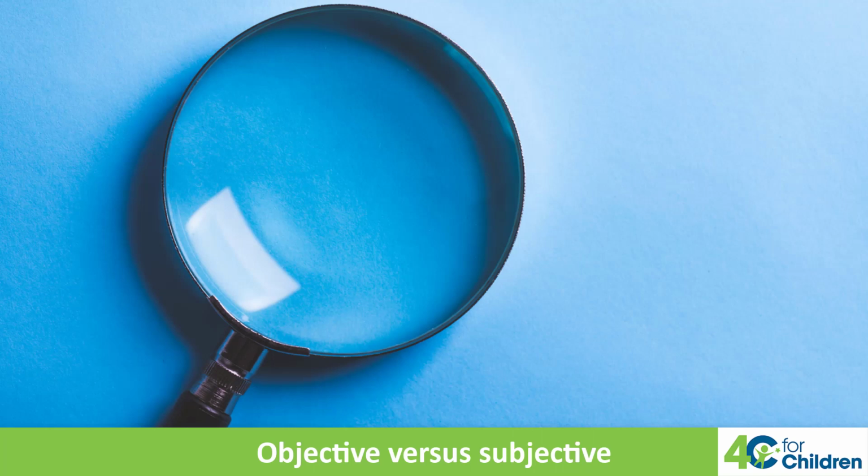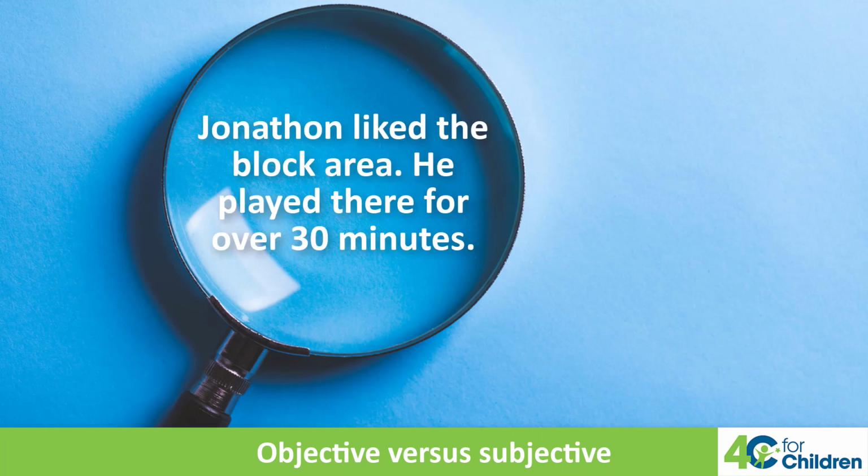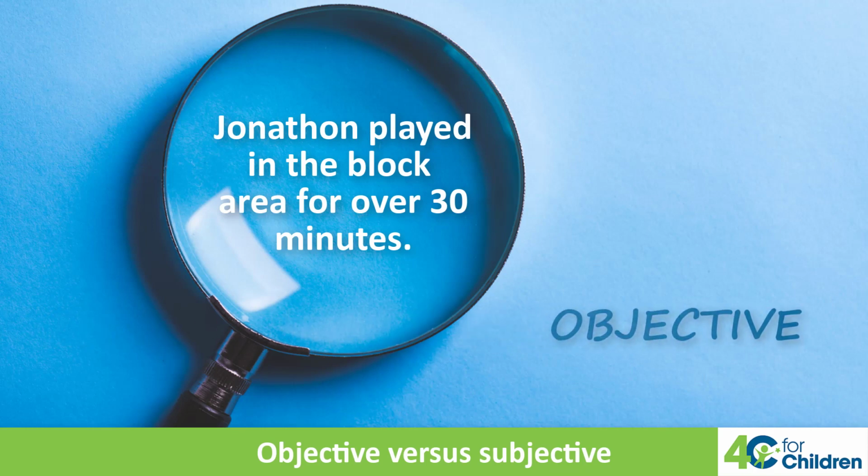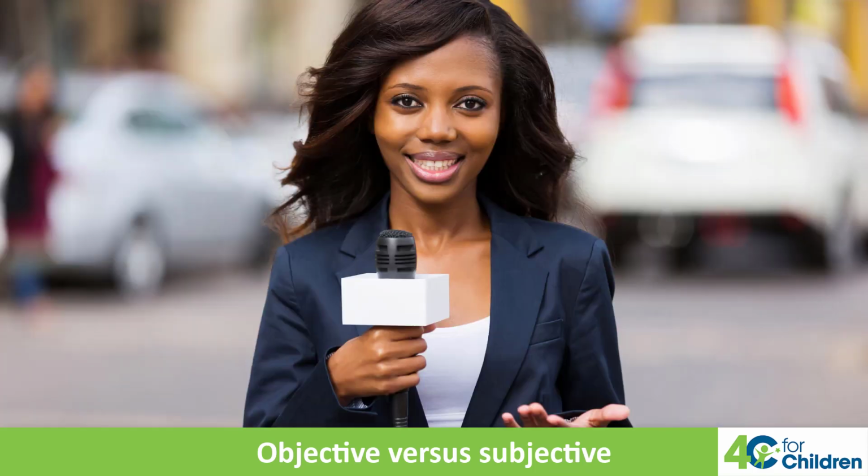Let's take a closer look using this anecdotal note. Jonathan liked the block area. He played there for over 30 minutes. This is an example of a subjective anecdotal. It's subjective because we are assuming he likes the block area. Unless Jonathan tells us he likes the block area, we do not know. In order to be objective, you could write, Jonathan played in the block area for over 30 minutes. When you're writing anecdotal notes, think of yourself as a reporter and only state what you see and hear.